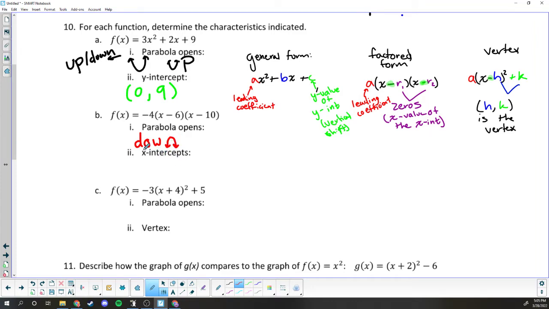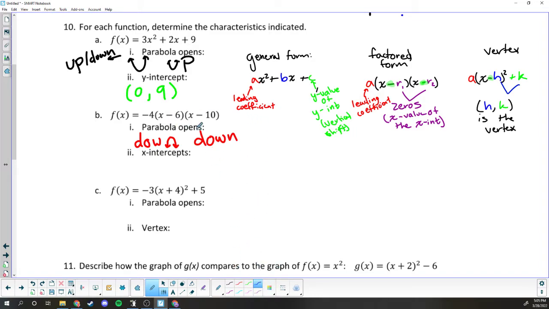D-O-W-N, down. Okay, that looks way better in my head. I'm not going to lie, this is not really looking right. It looks like "dough," and then an upside down parabola. It opens down, I'm sorry. I thought, yeah, the N doesn't really look right. It's got that little tail. So anyway, maybe next time I'll think of something better for down.